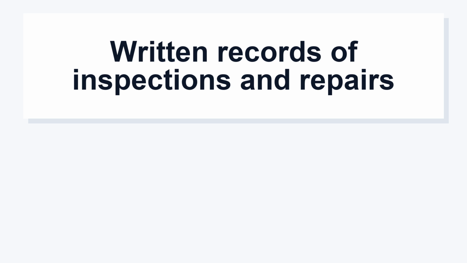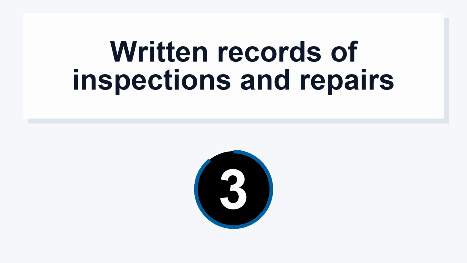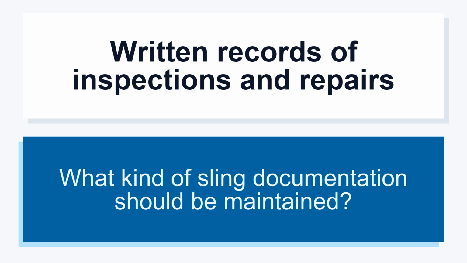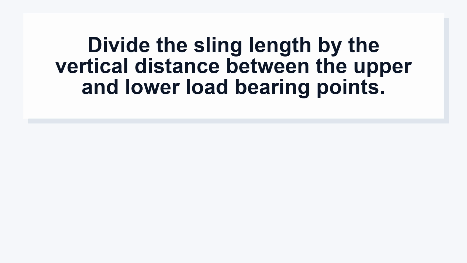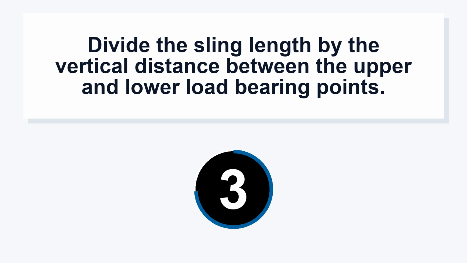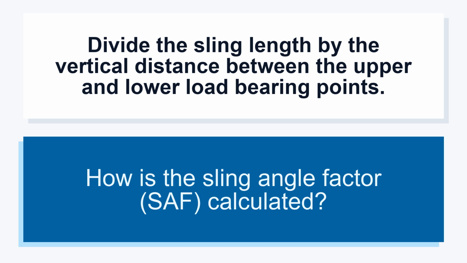Written records of inspections and repairs. What kind of sling documentation should be maintained? Divide the sling length by the vertical distance between the upper and lower load-bearing points. How is the sling angle factor, SAF, calculated?